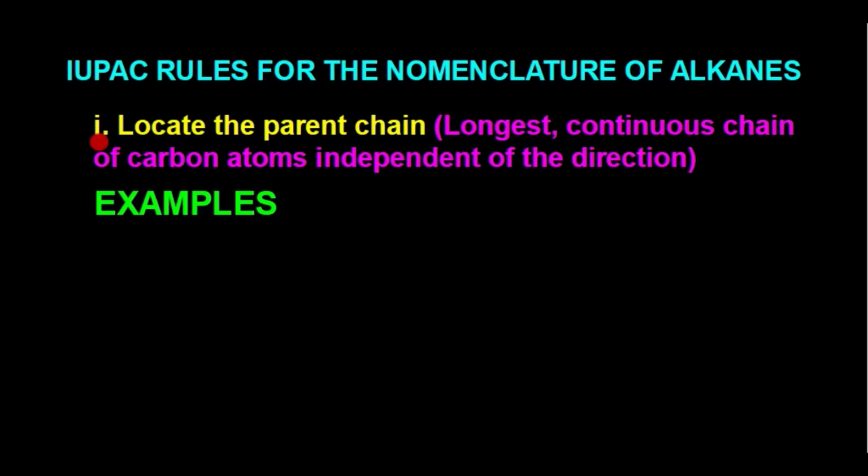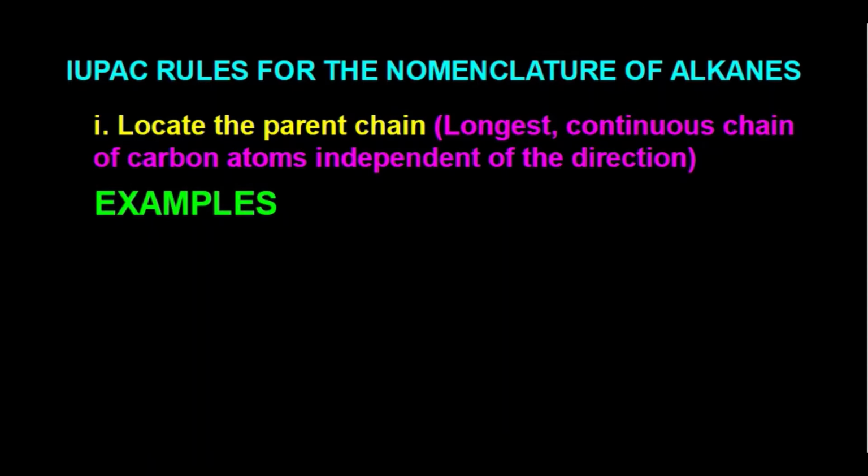The first rule is to locate the parent chain. It means if the structure of an organic molecule is given to us, then what should we do first? First of all, we will find the parent chain. What is the parent chain, students? It is the longest continuous chain of carbon atoms, independent of the direction. It means the parent chain must be longest and continuous, irrespective of its direction. Now, let's try to understand this rule with the help of an example.